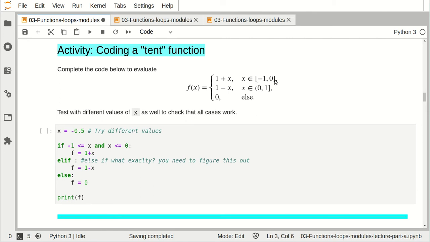So if x is between -1 and 0, including -1 or 0, then f of x is equal to 1 plus x. If x is greater than 0 but less than 1, then f should be equal to 1 minus x.